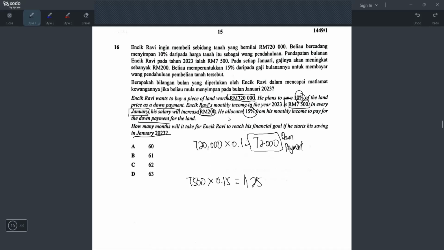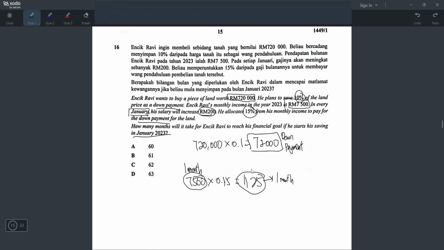It is the amount that he saved, 15% from the monthly income. It means this 7,500 is actually the monthly income, so in 1 month of income, he will save 15%. So this 1125 is what you save in 1 month, right? So can you see that it's not enough to pay the down payment? Of course, because if you only save for 1 month, it's not enough, because the down payment is 72,000 and your 1 month saving is only 1125.